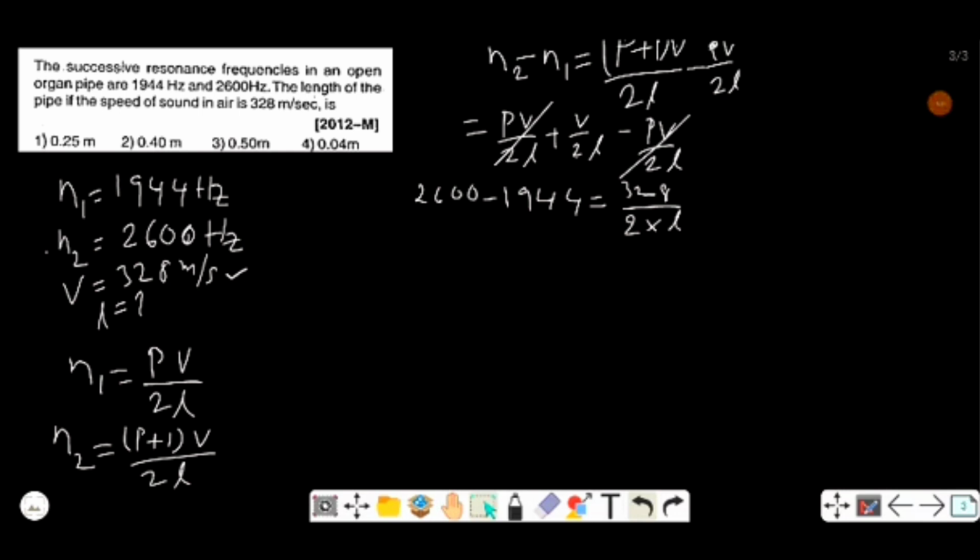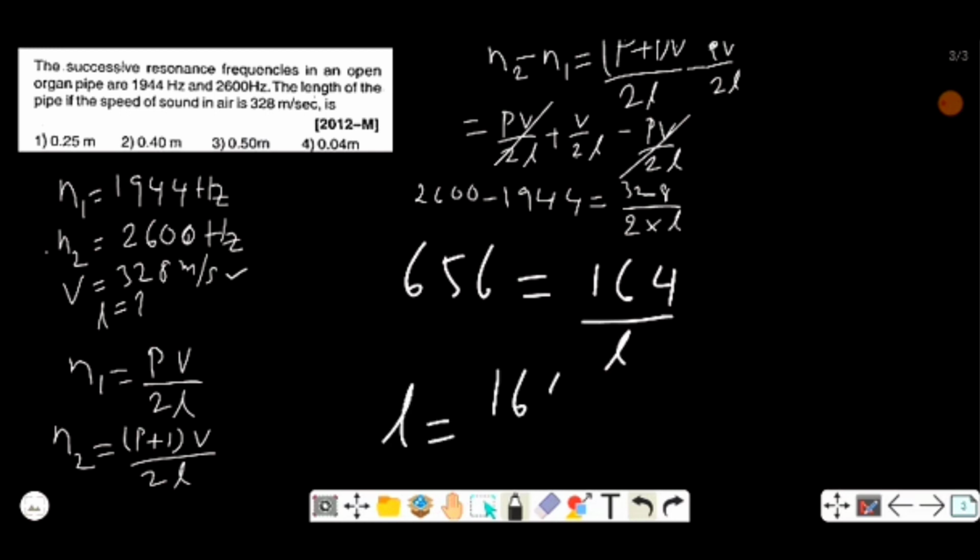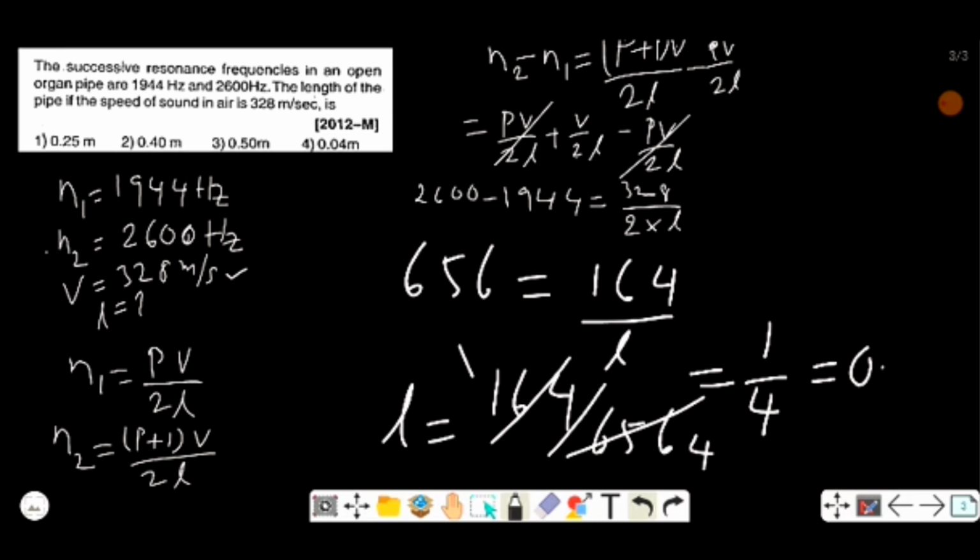2600 minus 1944 is 656. So 656 is equal to, cancelling 328 with 2, we get 164 divided by L. Therefore L is equal to 164 by 656, that is equal to 1 by 4, that is 0.25 meters. So the first option is the correct one.